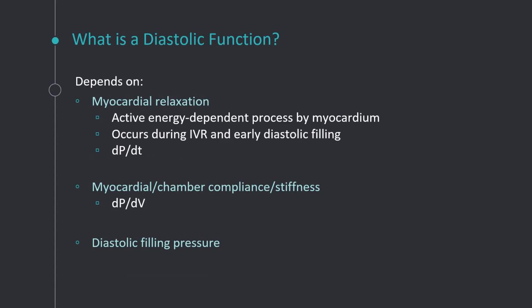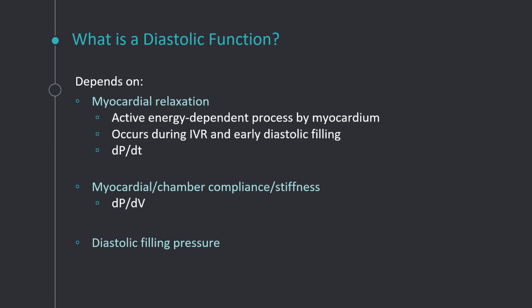Relaxation is just the actual process that expends energy, and the myocardium is actively undergoing that process of relaxing. It occurs during early diastole, including the isovolumetric relaxation. It has more to do with the pressure, so it's actually a negative dP/dt, the pressure difference over time. And that's what the tau measurement is also looking at.